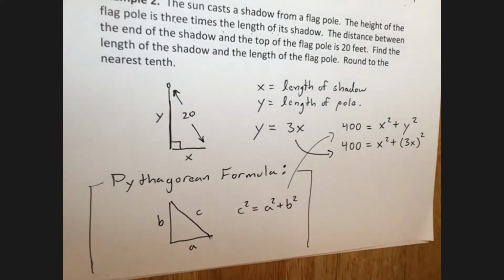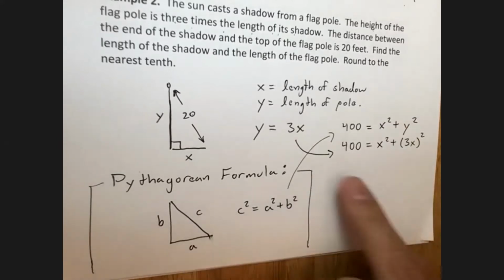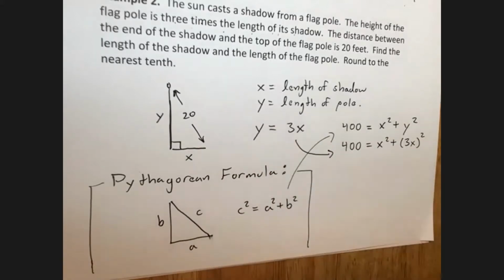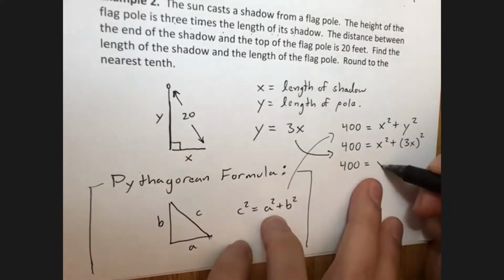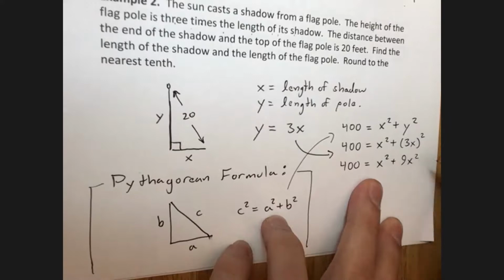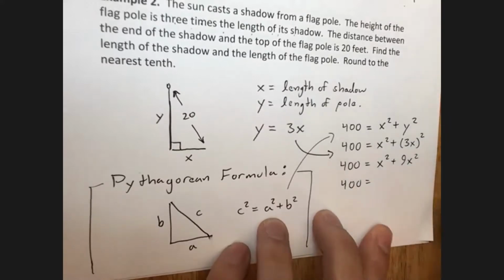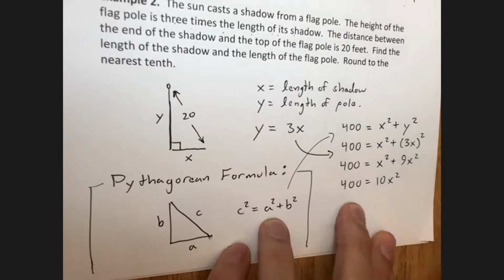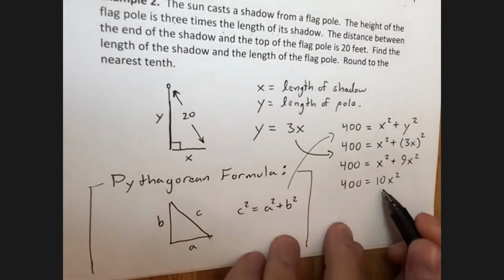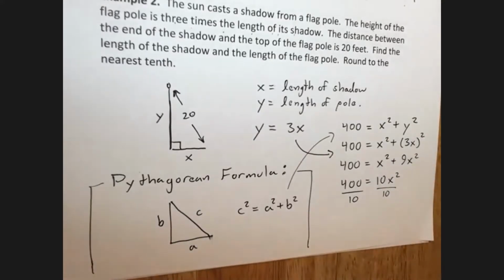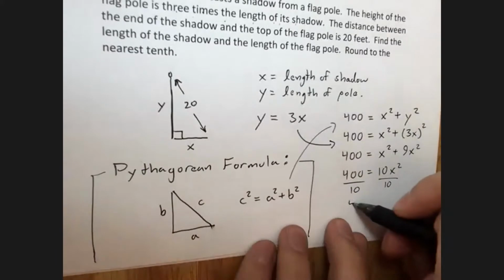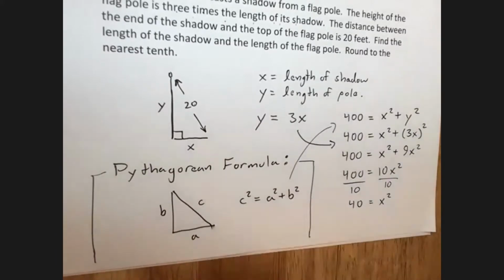I want to do that because every equation that we've been solving has only one variable in it, right? So I don't want there to be two. So if I can eliminate one in favor of the other one, let's do it, right? So that's what I just did. So let's write this out some more. Let's say this is x squared plus 9x squared. So that's 10x squared. All right, so I'll just divide both sides by 10. So I get 40 equals x squared.